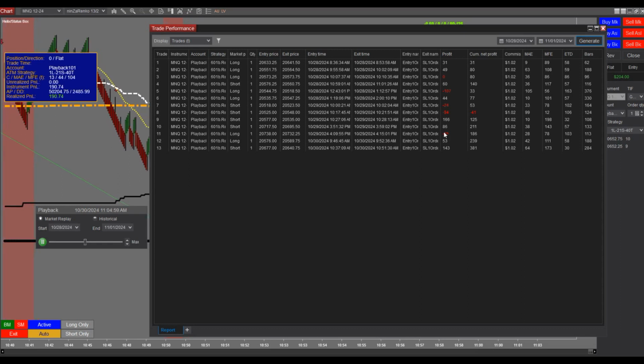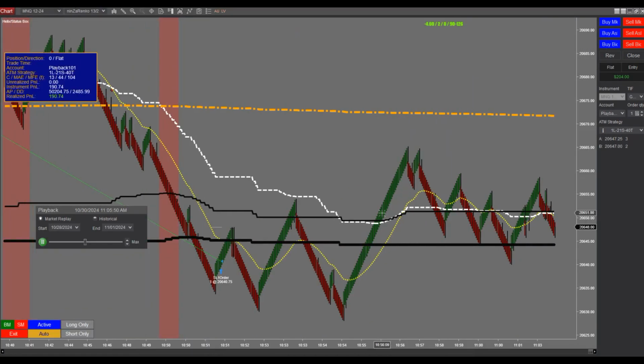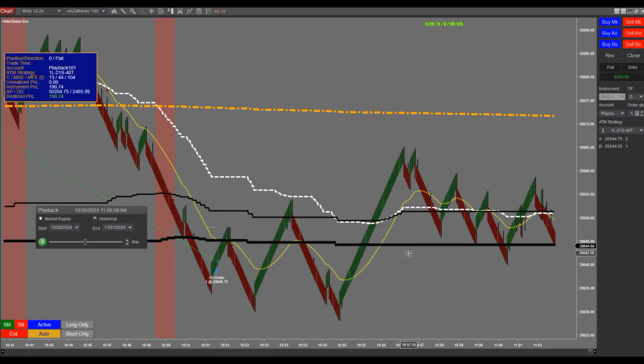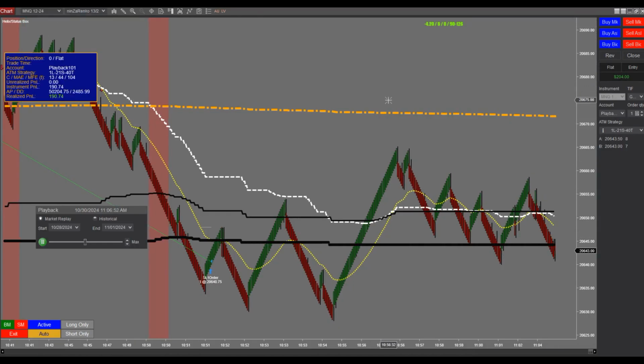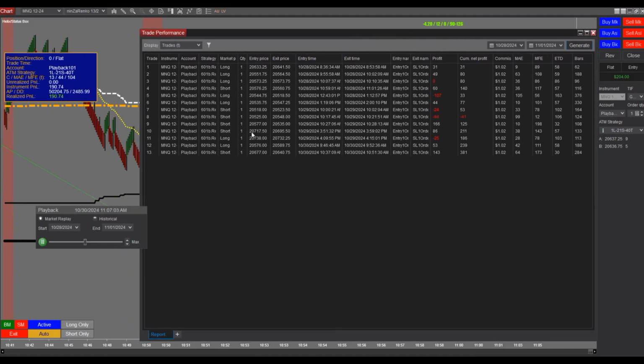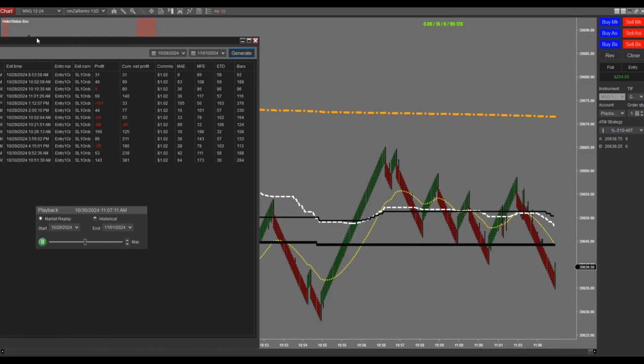And I'll put this template available in the templates file if anybody is interested in this. So you can play around with it. This is just one contract on a micro. I'm going to call it the 601 reversal or something like that. I'll call it like that for now.